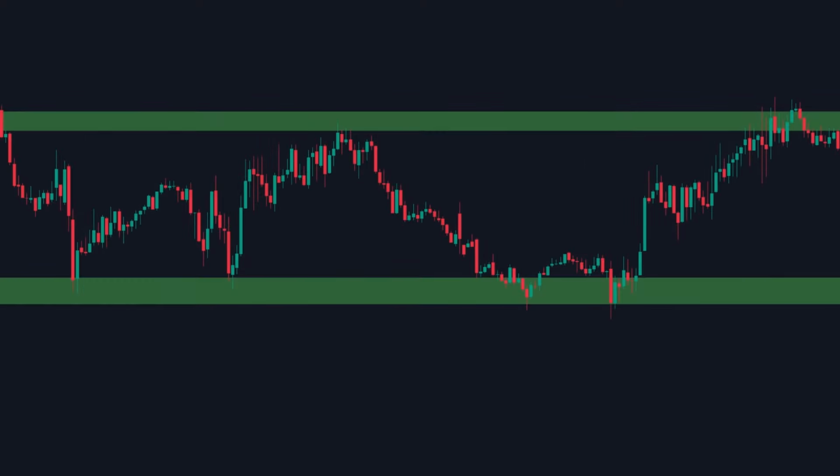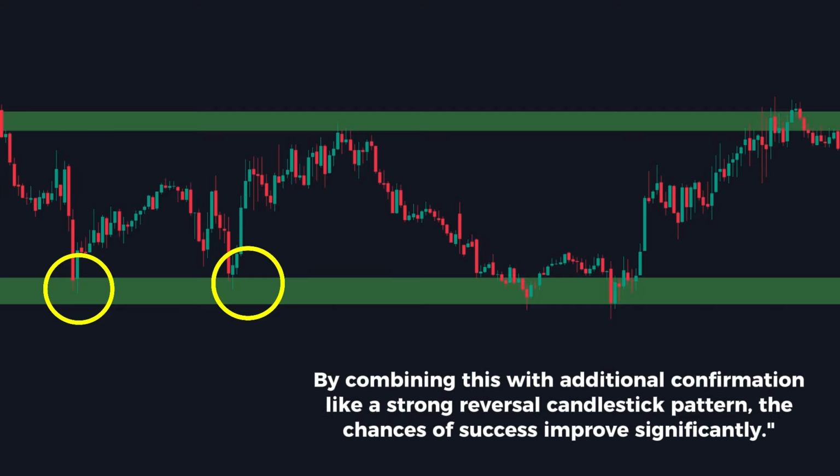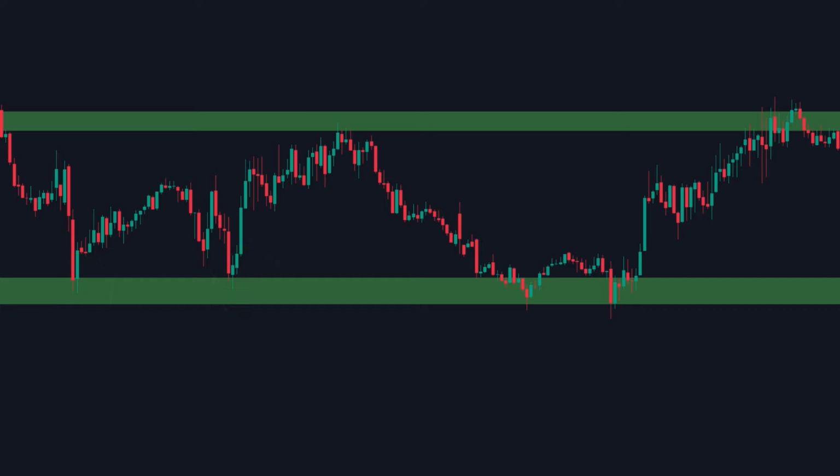Let's look at a scenario you might encounter in the markets. Imagine the price revisits a key level multiple times and shows a clear reaction each time. Traders who spot this could consider entering a trade, anticipating a bounce. By combining this with additional confirmation, like a strong reversal candlestick pattern, the chances of success improve significantly. Here's how it plays out.